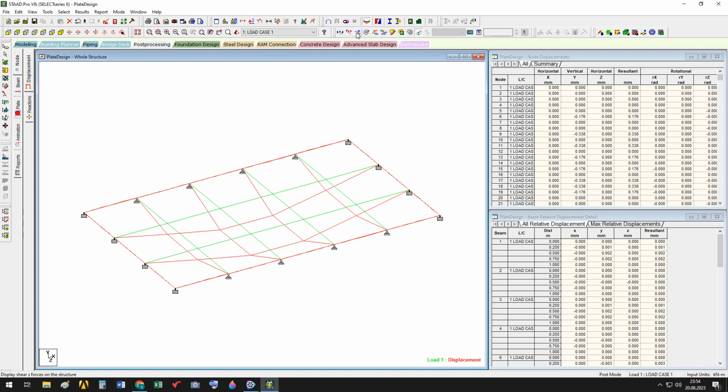Well, these are for beam elements. We can see results for beam elements and for plate elements separately. Here we see reactions and displacements.